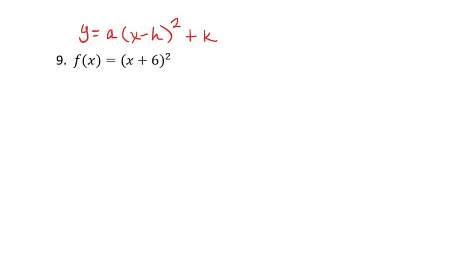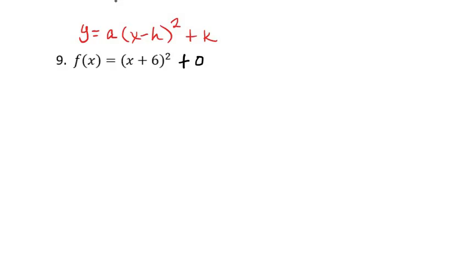Actually, there's a couple of things that are unique about this problem that I think you need to see. First of all, notice that I do not have a constant added out here toward the right. I'm supposed to have a plus k to be in vertex form. So I can put +0 here, and I'm not changing the value of my function. So my k is going to be 0.